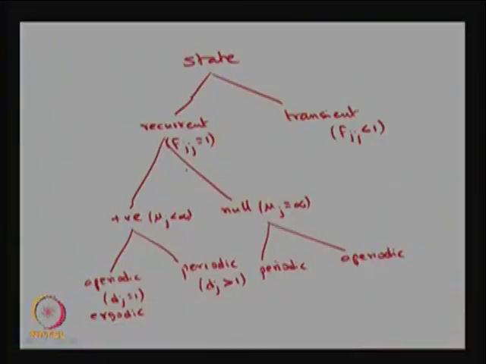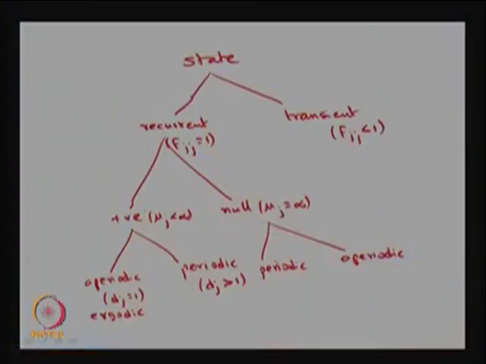So, in this lecture we started with a few concepts: accessible, then communicate, then closed set, then we discussed communicating class, then the meaning of first visit, then we gave the first passage time, then the mean first passage time distribution or mean recurrence time distribution. Based on those concepts, we have classified the state as a recurrent state or transient state.